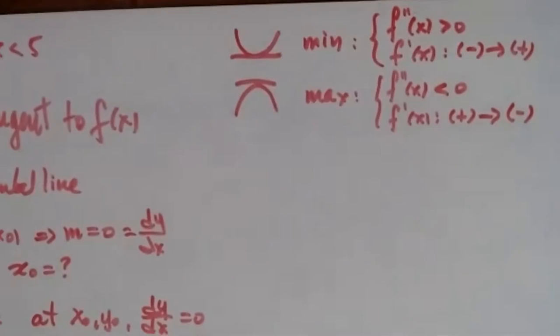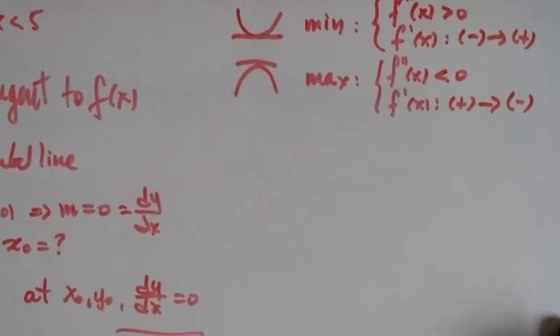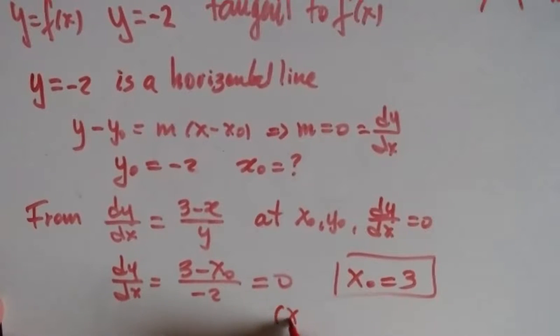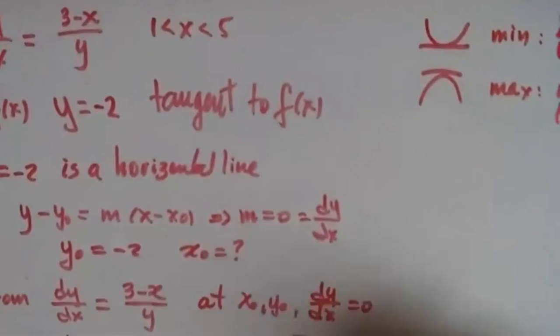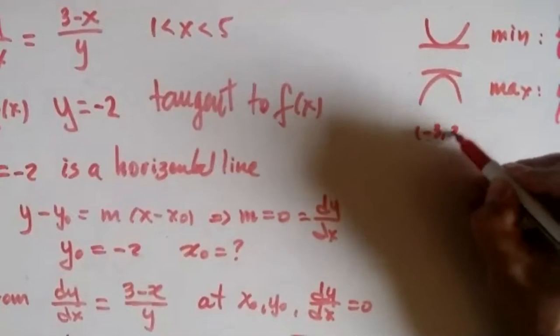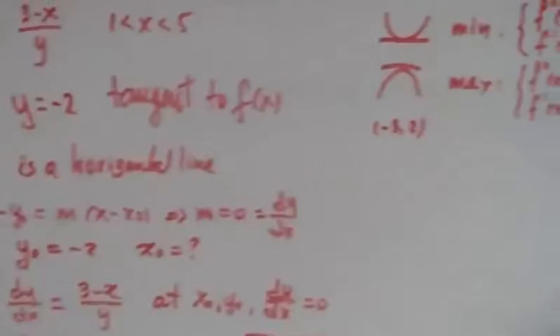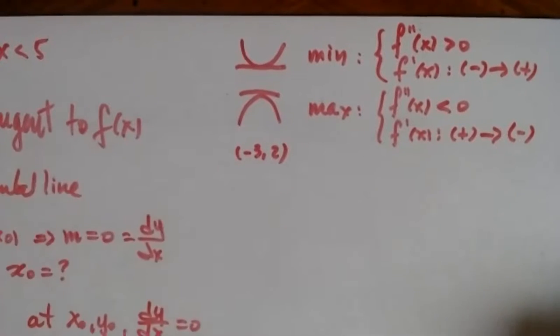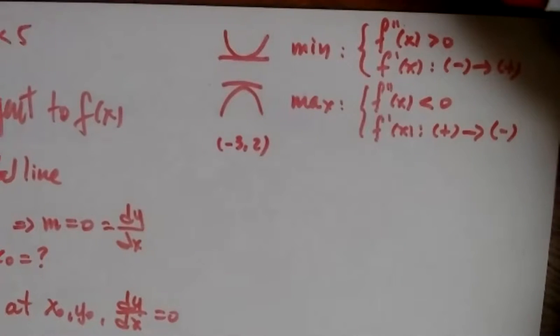Correct? So this is what we have. Okay? So this is what you found. So x0, y0 is -3, 2, right? So this is -3, 2. So what do you have at -3, 2? A max or a min? Both have horizontal tangents. So these are the criteria to check.